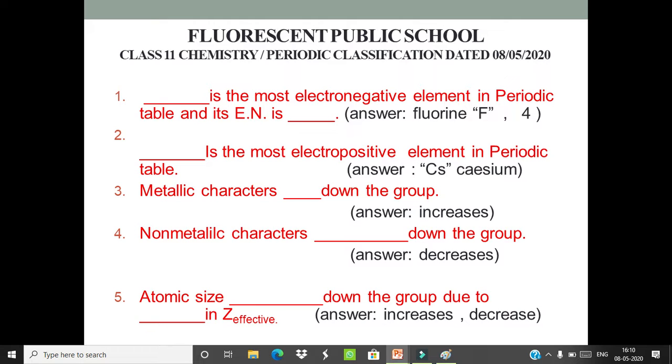Z effective is all about the attractive force offered by the nucleus to the outermost electrons present in a shell. If the attractive force towards the nucleus increases, then size decreases. But a contrasting effect can be seen: a decrease in effective nuclear charge leads to an increase in atomic size. So this is all about today's lecture. You have to note these questions and answers in your notebook along with the date.